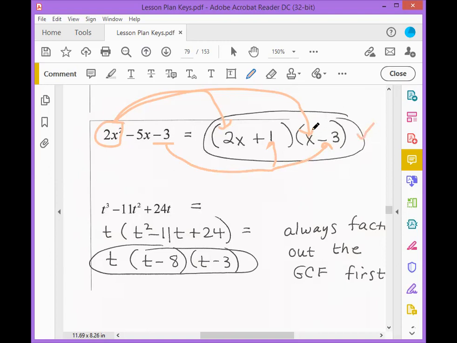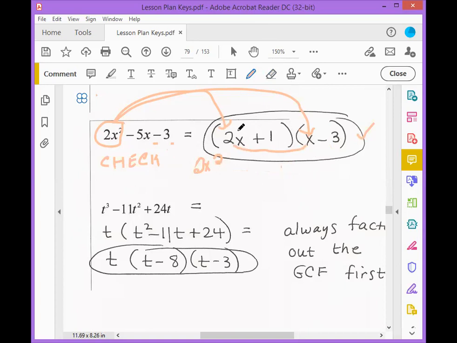Now, as you're working through these problems, you can always check your work by multiplying. To make sure that you factored correctly, you would check your work by multiplying the terms together. So let's erase some of these lines and check our answer. Using our FOIL method, we will multiply the first terms together. 2x times x gives us 2x squared.